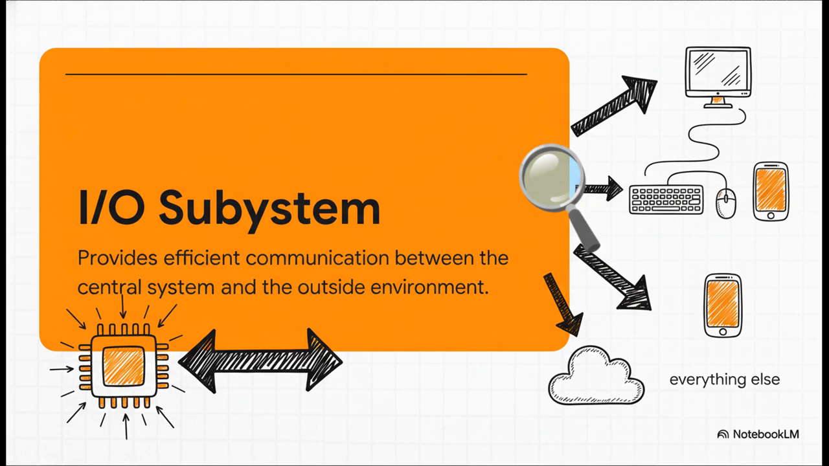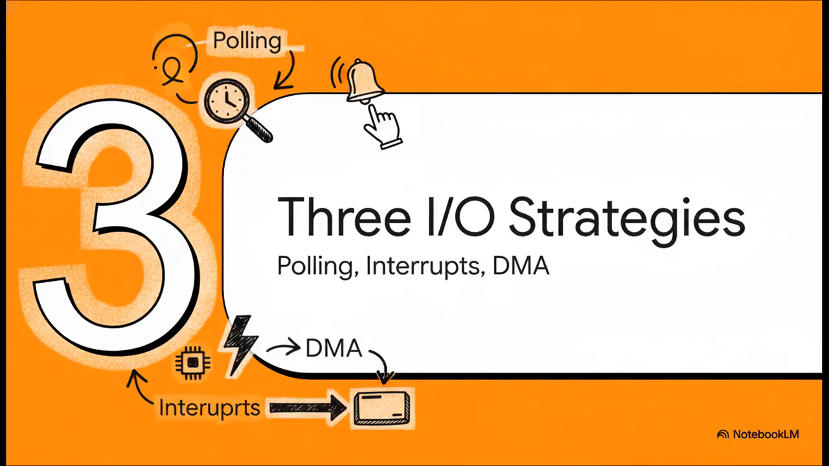The I/O subsystem's one and only purpose is to make communication between the computer's core and everything else not just possible, but actually efficient. Without it, your amazingly powerful computer would just be this completely isolated and, frankly, pretty useless box. Okay, so how does this team actually do its job? It doesn't just have one trick up its sleeve. Nope, it's got a whole playbook with 3 core strategies it uses for different situations. Let's break them down. We've got polling, interrupts, and DMA.